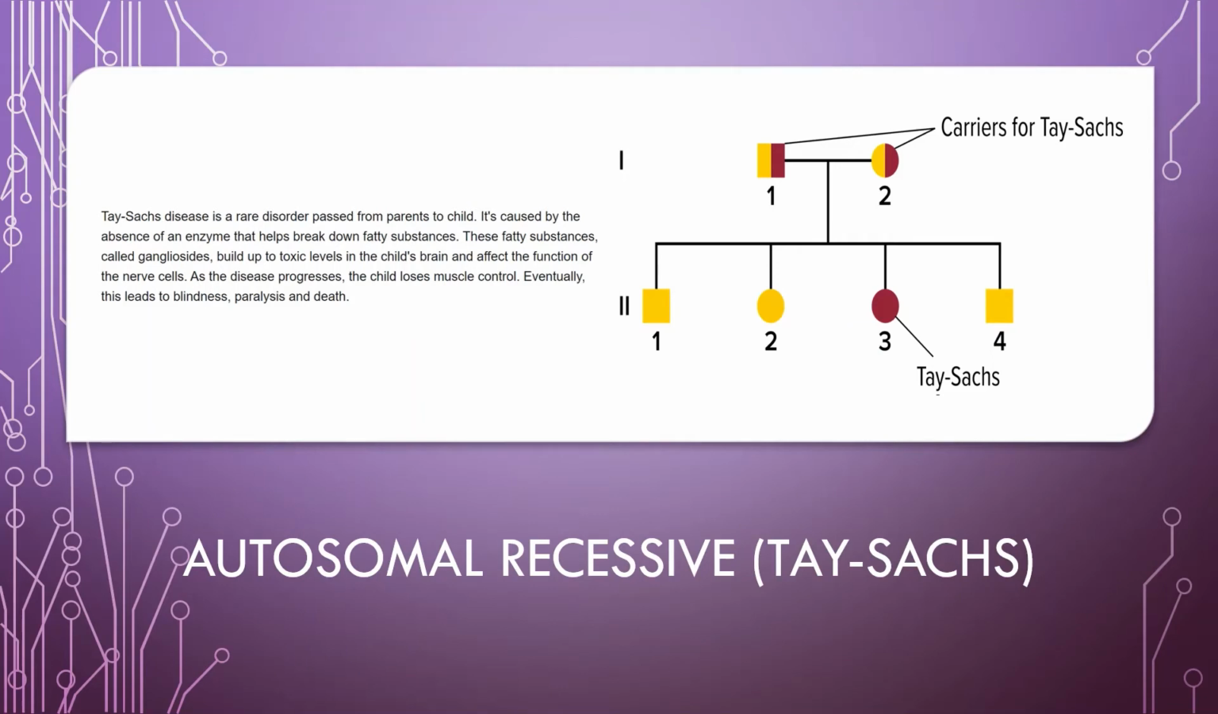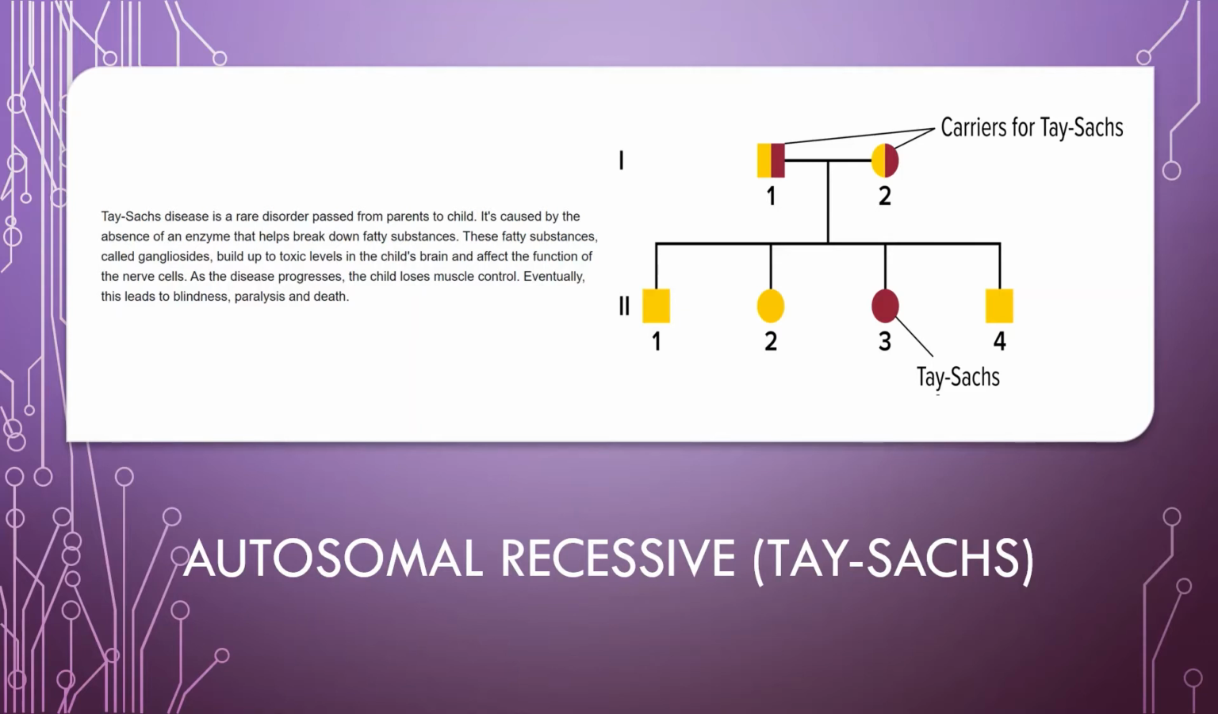So, going through some examples now of each of these. So, autosomal recessive. Okay, so an example of this is Tay-Sachs. So it's a rare disorder. It's caused by the absence of an enzyme that helps break down fatty substances. These fatty substances, called gangliosides, build up to toxic levels in the child's brain and affect the function of the nerve cells. As the disease progresses, the child loses muscle control. Eventually, this leads to blindness, paralysis, and death. So, pretty terrible disease, Tay-Sachs.